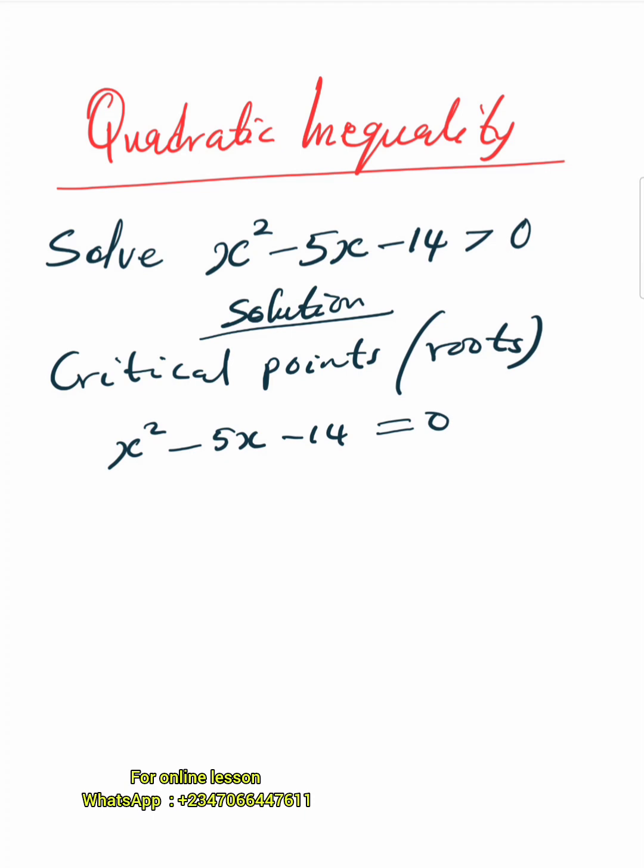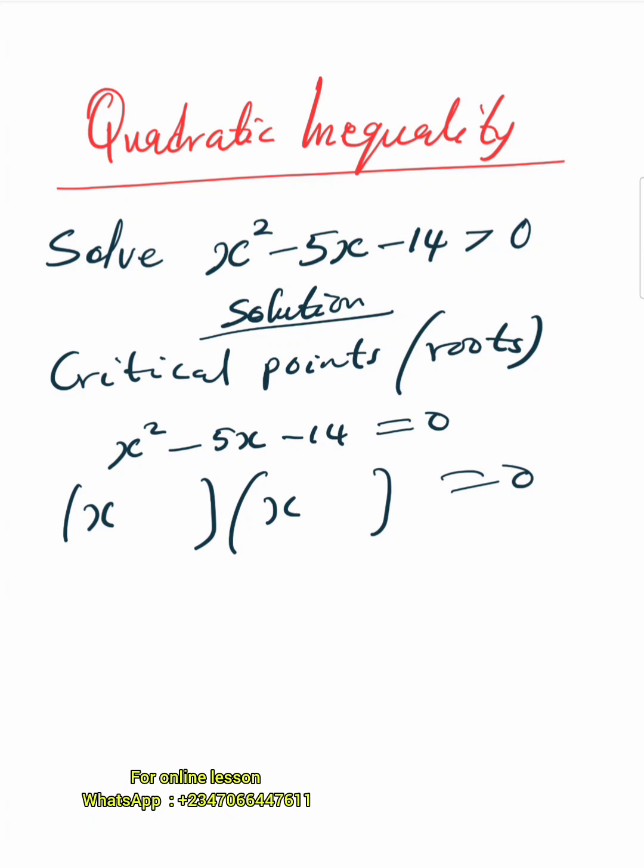Now, let us use the factorization method. Open your bracket, don't waste time, then put x here, close the bracket, equal to 0. Now we see that this negative 14 here is the product. So we need two factors of 14 that will be negative, two factors that multiply together to give you negative 14, then when added together, give you negative 5.